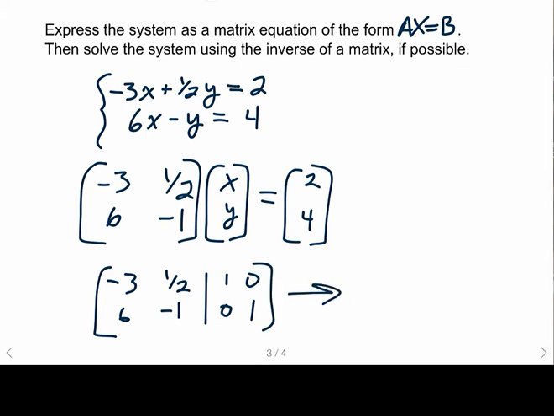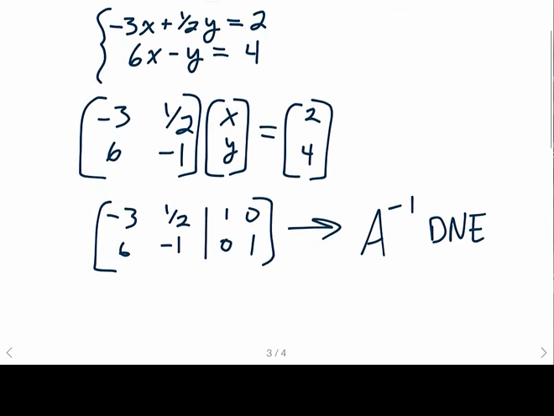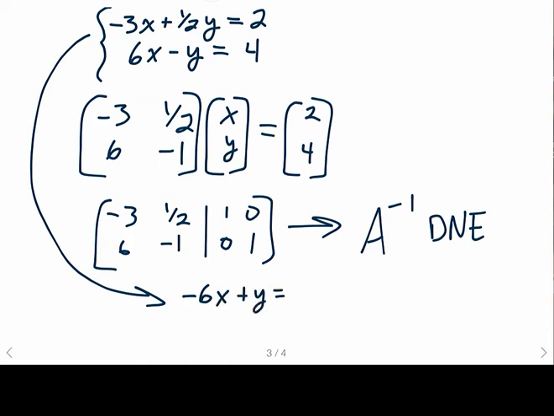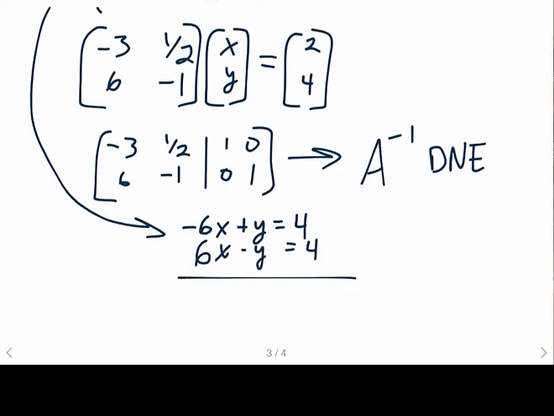What we're going to find is that A inverse does not exist. This was also in a previous video. It's not an invertible matrix, which means this system either has no solution or it's dependent. In order to find out which, I need to go to previous techniques. I'm going to take the first row and multiply it by 2. I get -6x plus y equals 4, and 6x minus y equals 4. When I add those two together, I get that 0 is equal to 8. This is a false statement, and so this system has no solution.